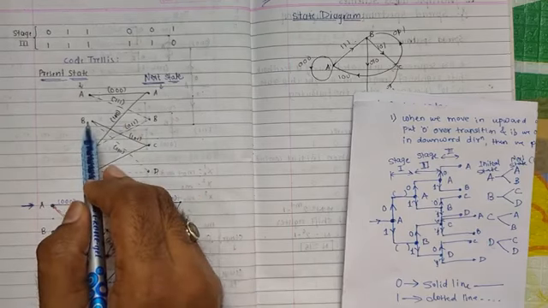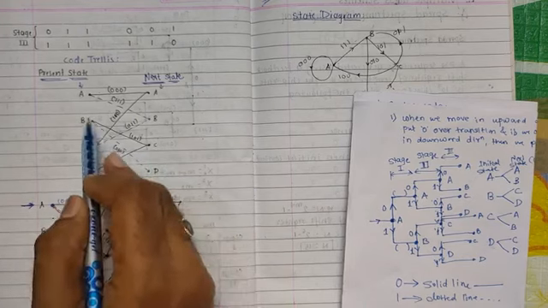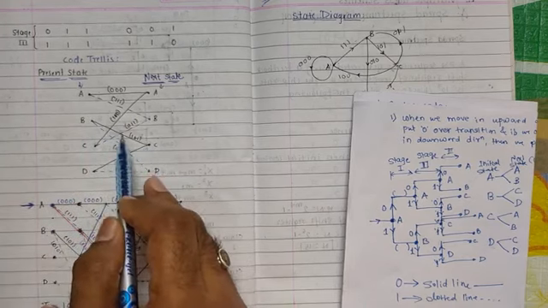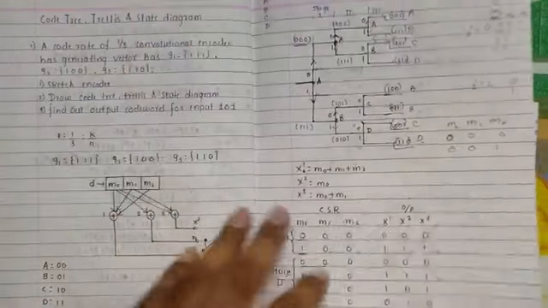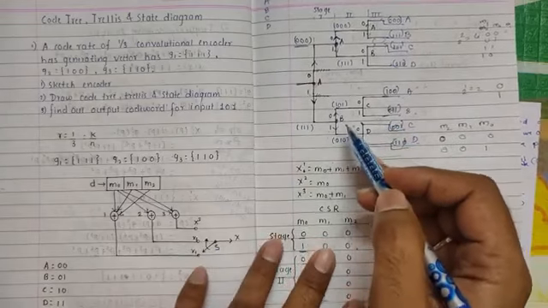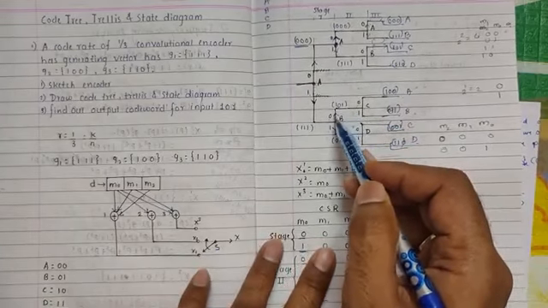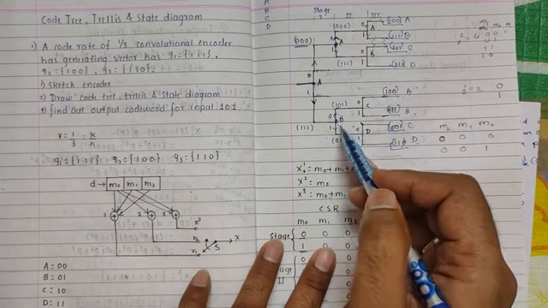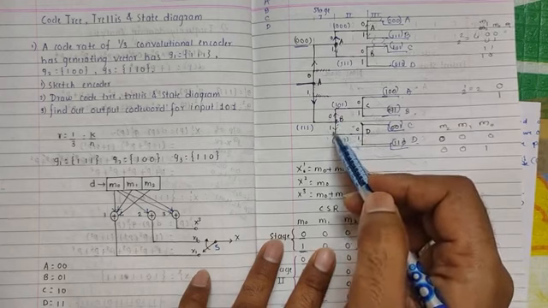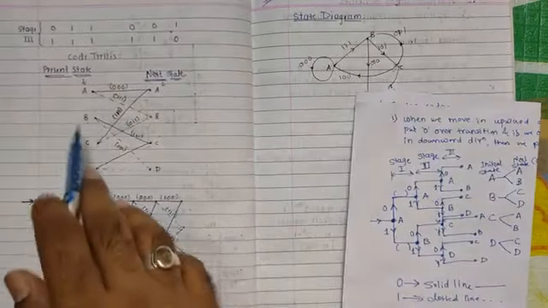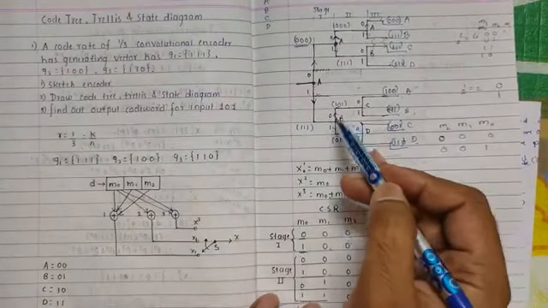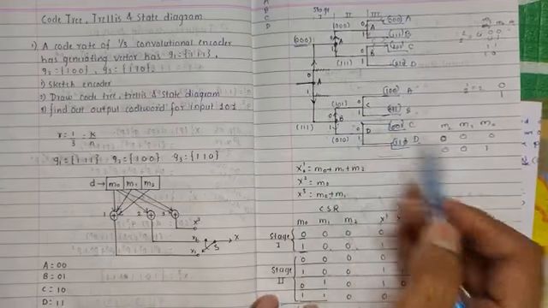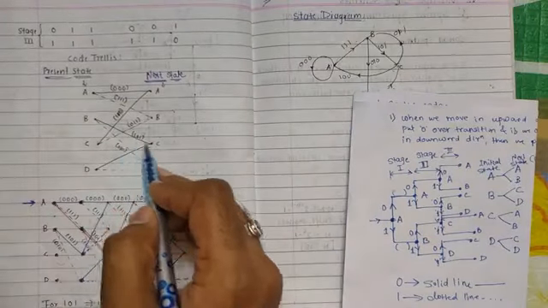Similarly, from B, there are two next states possible, B to C and B to D. B to C is because of 0 input, so a solid line, and B to D is because of 1 input, so a dotted line. If we see the tree diagram, where is B? Here. So B to C upward means 0 input, so a solid line, and B to D downward direction is because of input 1, and 1 means a dotted line. So B to C solid line, B to D dotted line, and their corresponding outputs we can also write. B to C means 1, 0, 1, and B to D means 0, 1, 0.